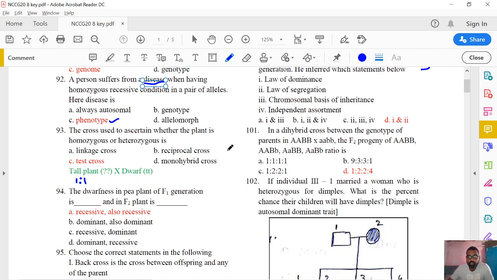In a dihybrid cross, the genotype of parents is capital A, capital A, capital B, capital B. So it is a regular dihybrid cross. The F2 progeny consists of this. Here in the F2 progeny, these are double homozygous, so it will be 1. This is single heterozygous. It will be 2. This is also single heterozygous. Therefore it is 2. Double heterozygous is 4.